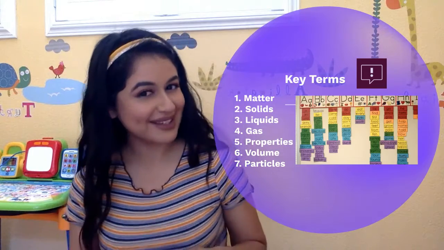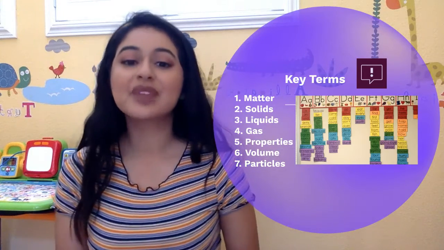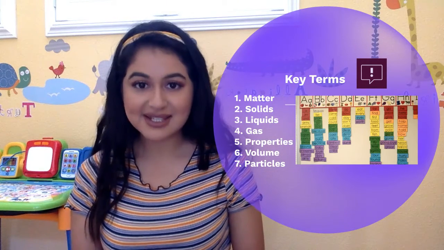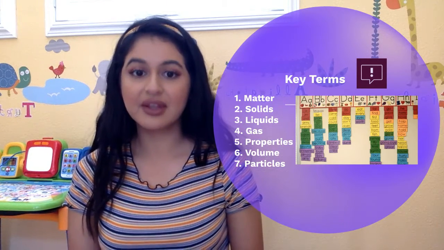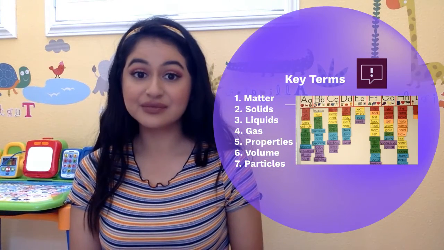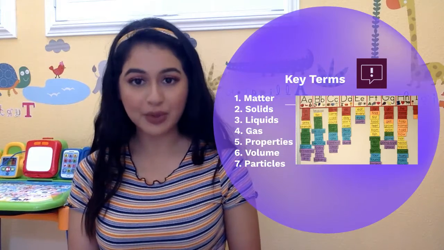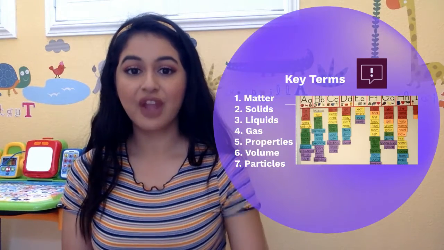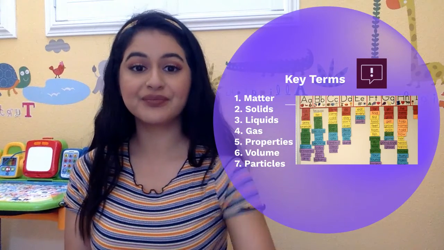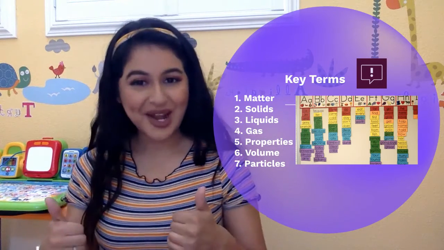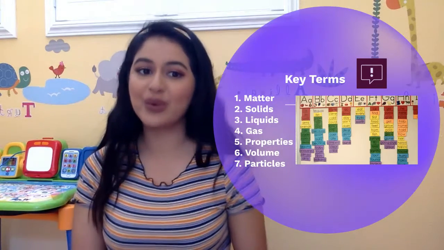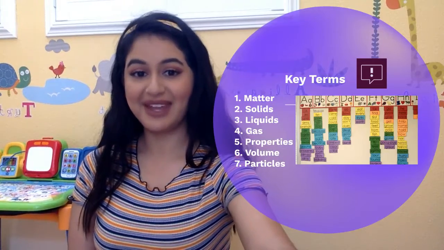Okay, ready? Let's start. Matter, solids, liquids, gas, properties, volume, particles. Great job. Once we come across each word, we will add them to our word wall. Okay?